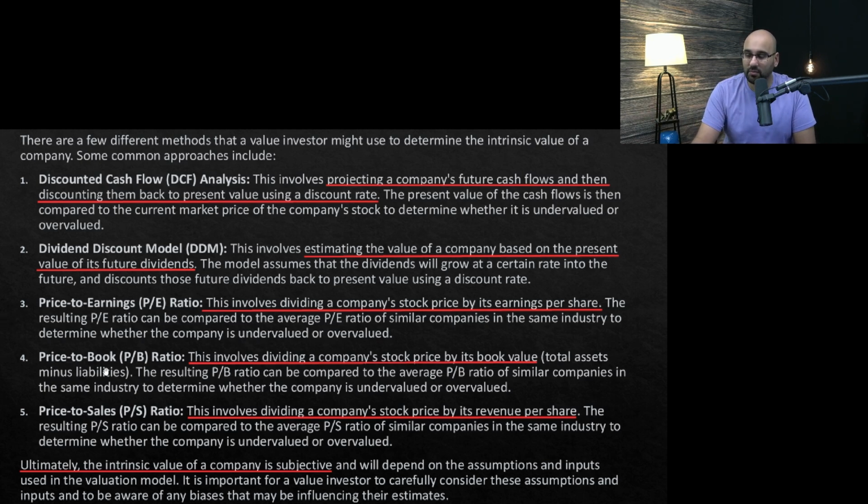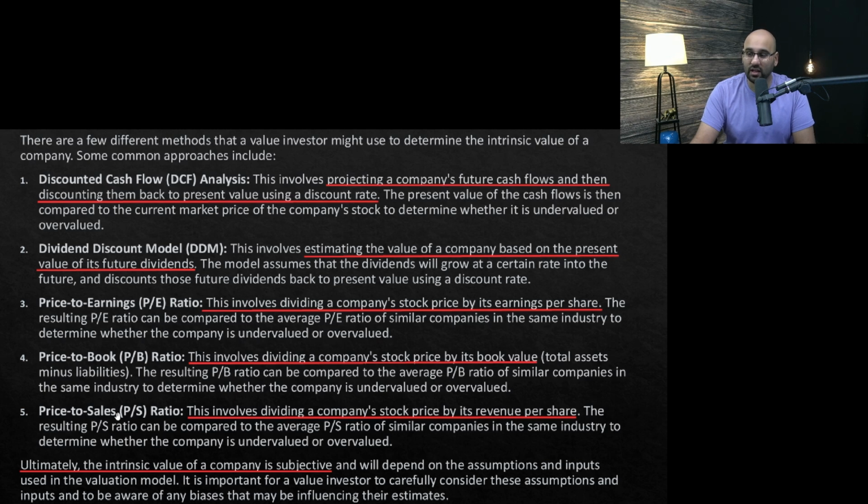You guys can agree to disagree. Let me know what you think about both the PE and the price to book. And then the price to sales. This is generally used for new companies that aren't really generating income right now. It involves dividing the company's stock price by the revenue per share. So it's a good metric for up and coming, fast growing companies.